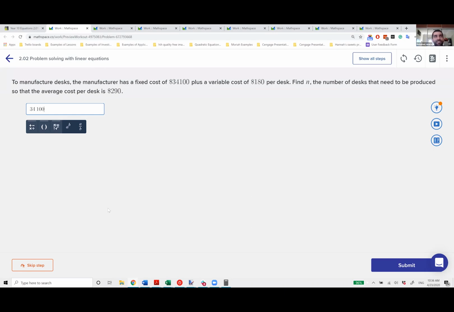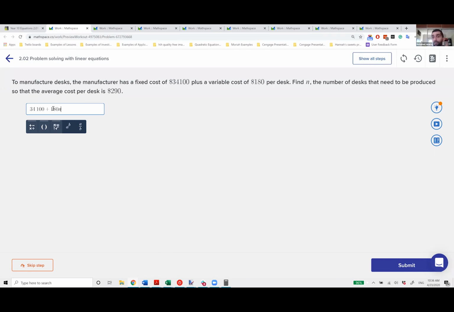Okay, most of you got 310. Let me show you the responses actually. Okay, somebody got 118. So 34,100 is the fixed cost. That's going to happen. And then the additional cost just depends on the number of desks. So if there's N desks being produced, it's going to cost 180 times N. Okay, so that's the total cost.